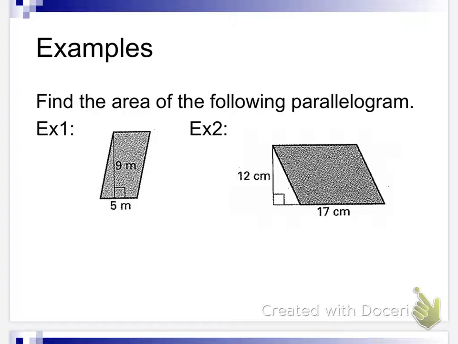Okay, so page 1 of your notes are done. So now we're going to go on to example 1. So area of a parallelogram is base times height, just like a rectangle. And we see here our base is going to be that 5. And our height is the 9 meters. It's the shortest distance between those two bases. Base is 5 meters, height is 9 meters, which gives me 9 times 5 is 45 meters squared.